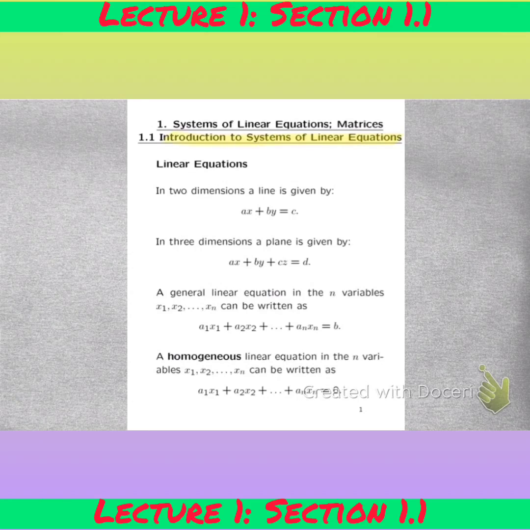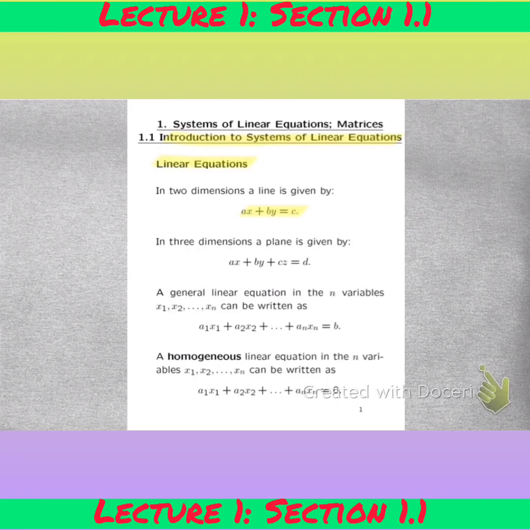So I believe that you would have probably already seen some of the concepts that we are going to discuss in section 1.1. So the first concept is that of a linear equation. Now, a linear equation in two dimensions has this particular form, where x and y are the variables and a and b are the coefficients.